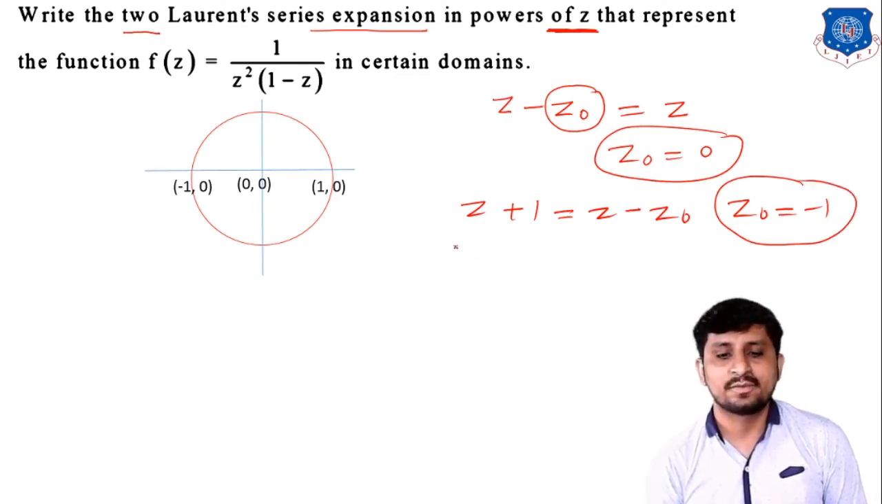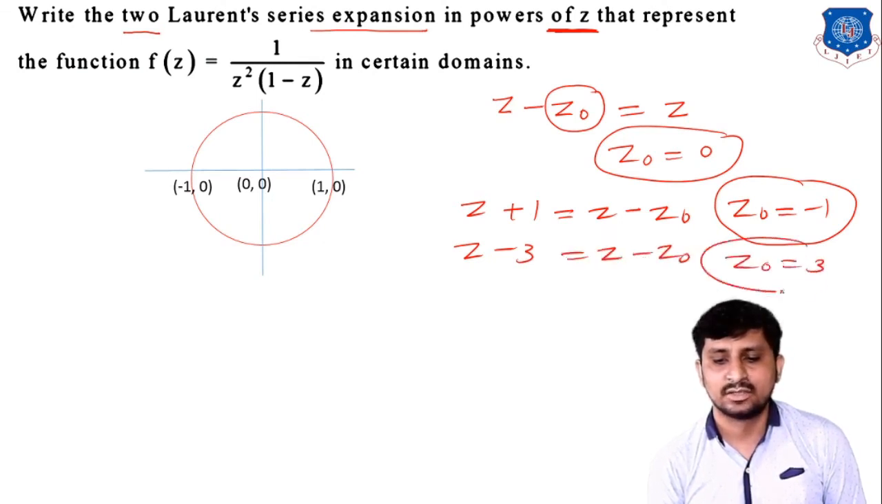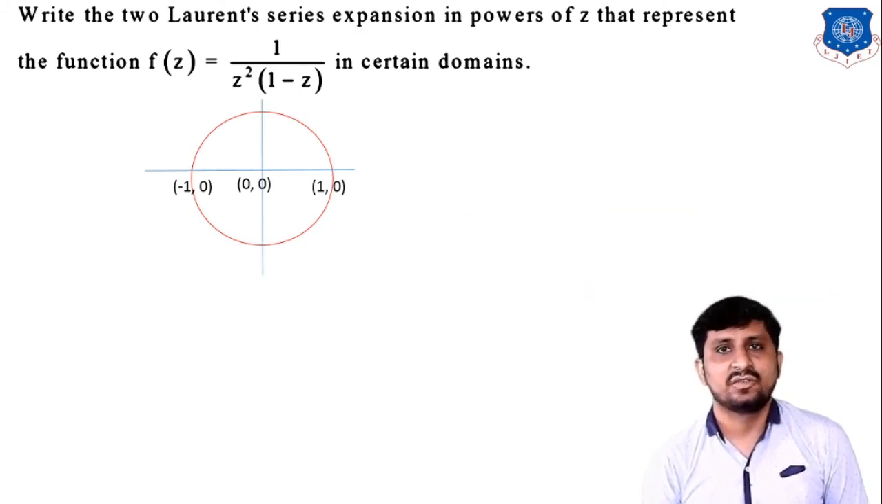Suppose in power of z minus 3. So compare with z minus z0. In that case z0 is equal to 3. Okay, now I hope you can understand. Now first of all you have to find out the region. What is my first region?